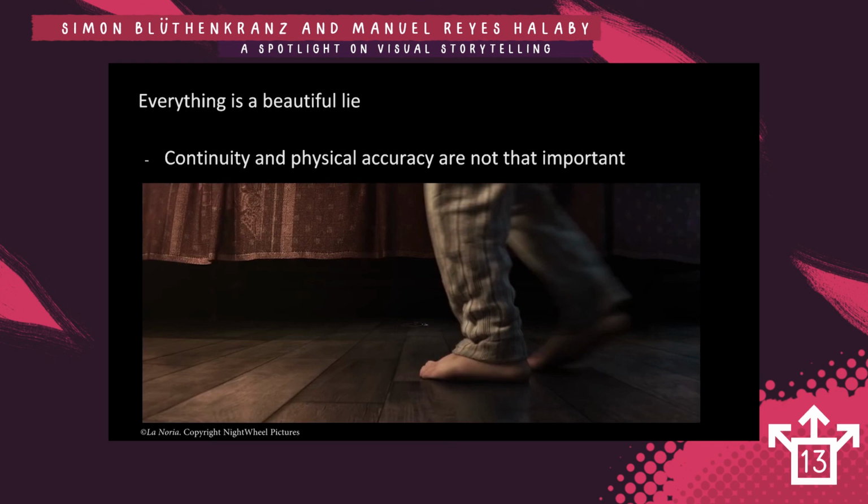Everything is a beautiful lie because the artist will lie to you in order to make images nice. So here we're analyzing part of a sequence of the beginning of a short film. The short film is La Noria by Carlos Baena. This translates to the Ferris wheel.